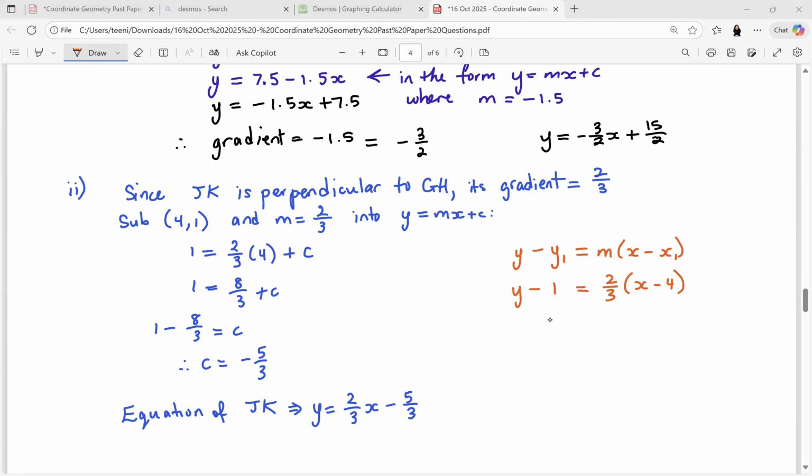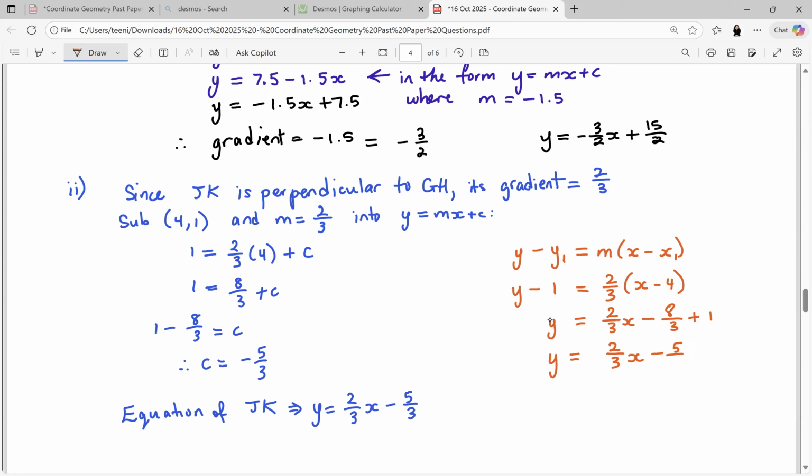And now we simplify. So y is equal to 2/3 times x, which would be 2/3 x, minus 2/3 times minus 4 would be, sorry, 2/3 minus 4 would be 2 times 4 is 8, so that'll be 8/3. And then you're moving minus 1 to the other side, so that would be plus 1, which is the same as adding 3/3, because 1 whole is 3/3, and therefore the final answer will be y is equal to 2/3 x minus 8 plus 3 would give me minus 5/3.